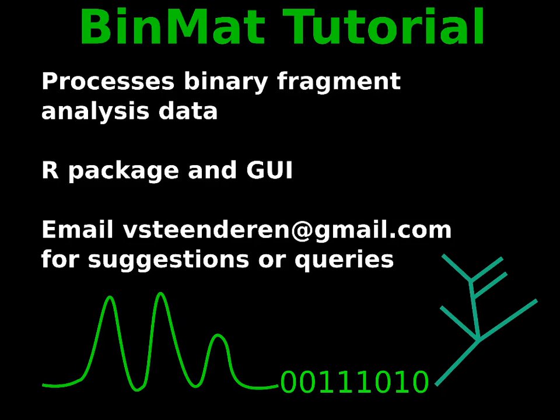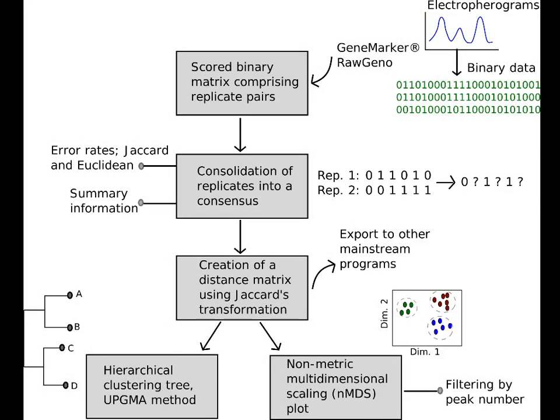So, to start with, it is assumed that the data that you put into BinMat is already a binary matrix, that it has been processed by a program such as GeneMarker and or Geno. So in other words, the electropherograms that are received from a sequencing facility have been input into these programs, and using the various filters and settings have been transformed into presence or absence data.